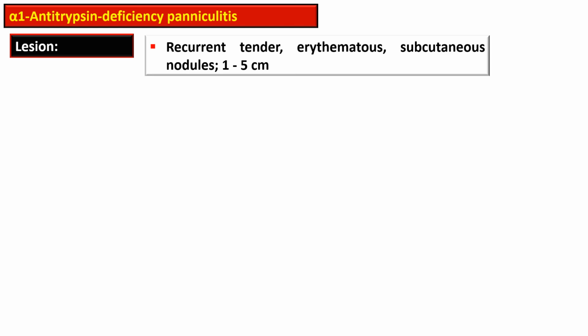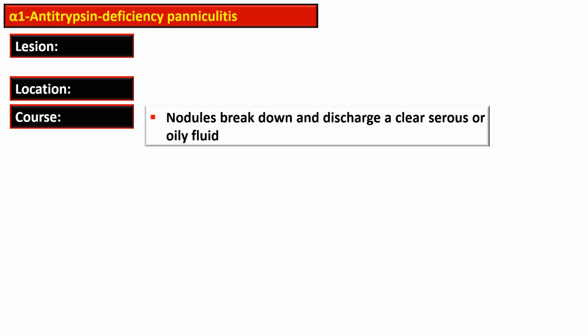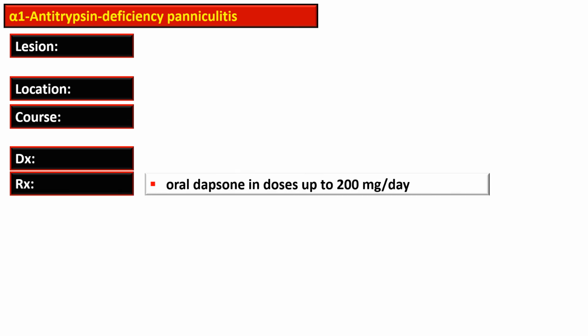The lesion of alpha-1 antitrypsin deficiency panniculitis is a recurrent tender erythematous subcutaneous nodule that ranges from 1 to 5 centimeter in size, and they are present on the trunk and proximal extremities. The nodule breaks down and discharges a clear serous or oily fluid, and diagnosis is made by decreased serum alpha-1 antitrypsin enzyme, and treatment is oral dapsone in doses up to 200 milligram per day.